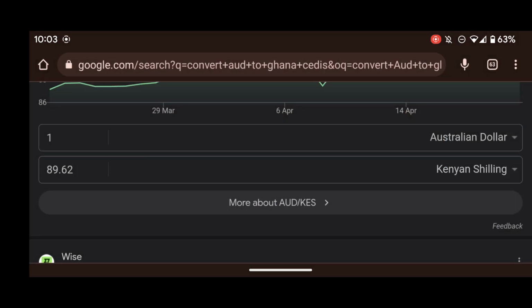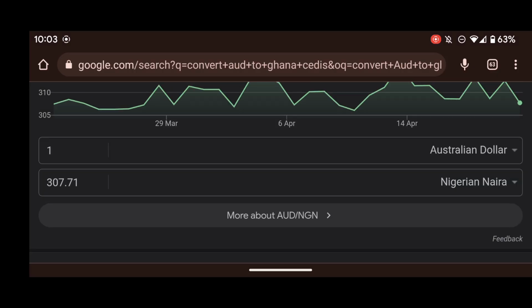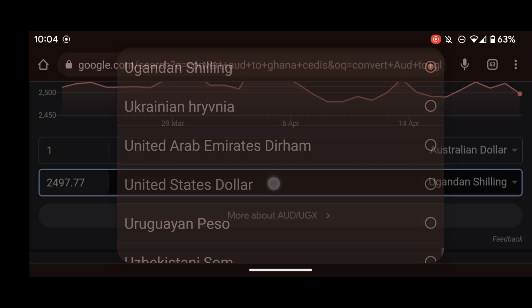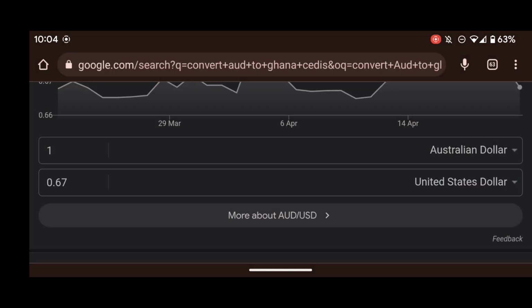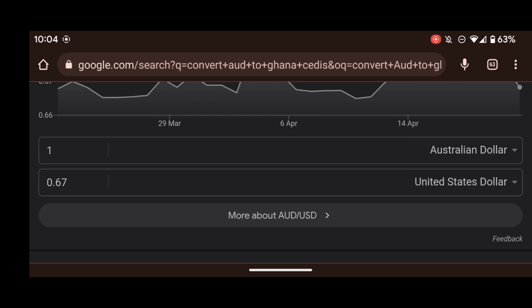Also, if you are using naira, Nigerian naira, please do not use the Google conversion. Google conversion is 307 naira to 1 Australian dollar. Please do not use that. Nigeria is actually using the black market rate, unlike other countries. Please use plus or minus 500 naira to do your calculation, to avoid mistakes.